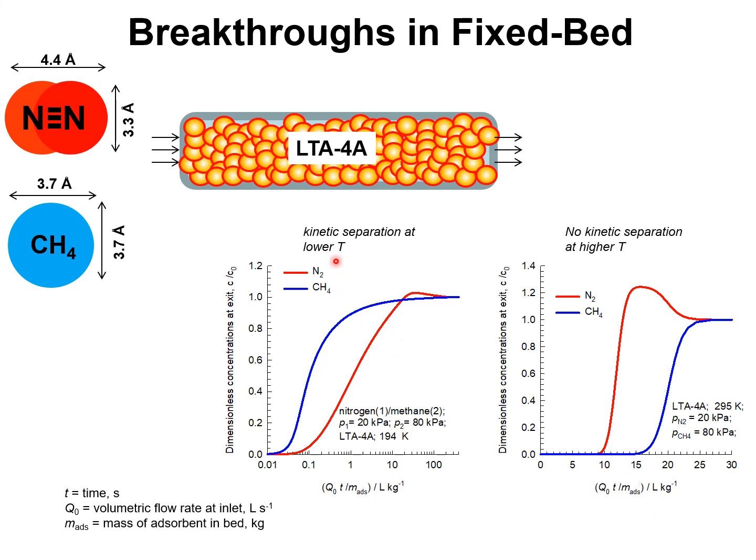Indeed, LTA 4A zeolite is able to produce purified methane only at cryogenic temperatures, and this is also the claim made in the patent that was awarded to Habgood.